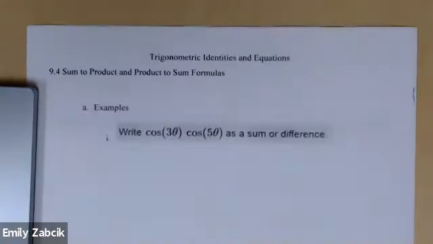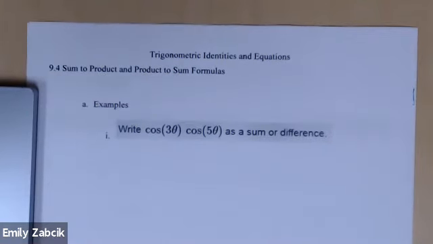So I'm going to do another example with them. Let's look at this one. Write cosine 3 alpha, cosine 5 alpha as a sum or difference. So, a little bit different wording, but still going to be the same process as we were working before.